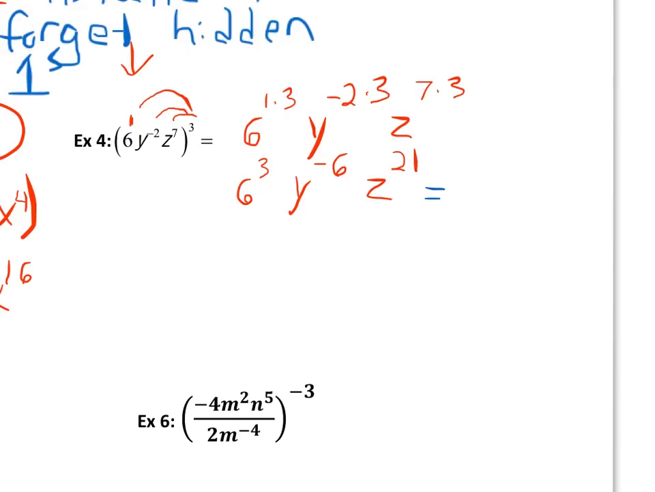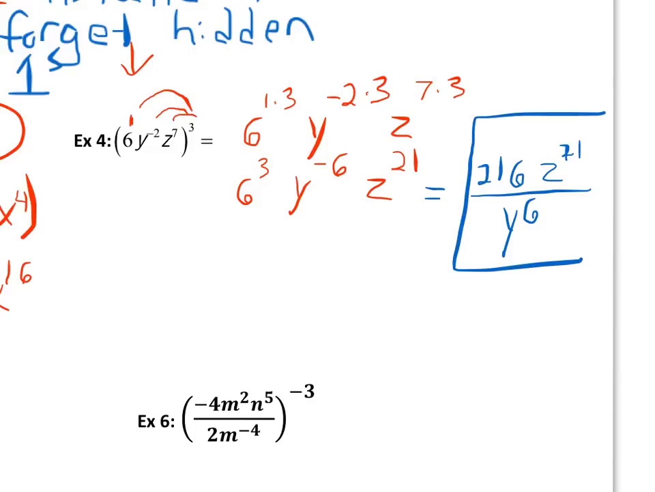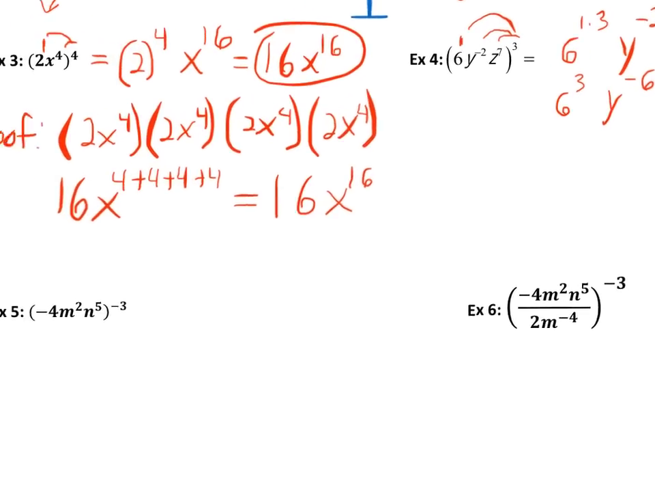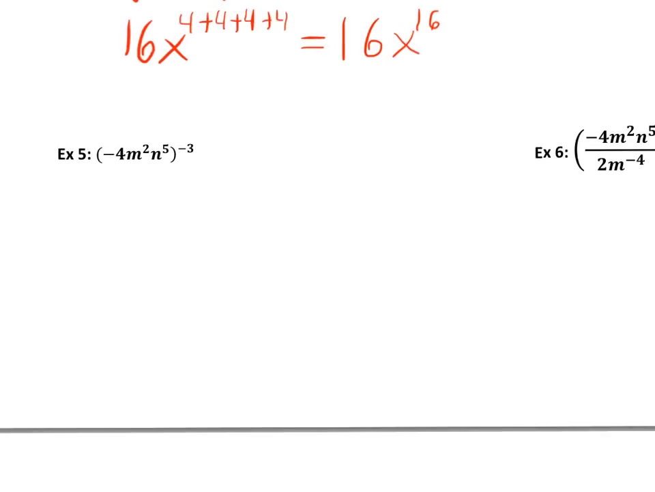So 6 to the 3rd power will give you 216. This y to the negative 6, well, it was in the numerator. Again, if there's not a fraction, we assume it's in the numerator. So we've got to move that to the denominator. So y to the 6 in the denominator. That's z to the 21. Oops, 21 just stays in the numerator. That is your final answer. I love exponent rules. It's a challenge and you get frustrated because you make silly mistakes, but it's kind of fun to work with them. All right. A few more.